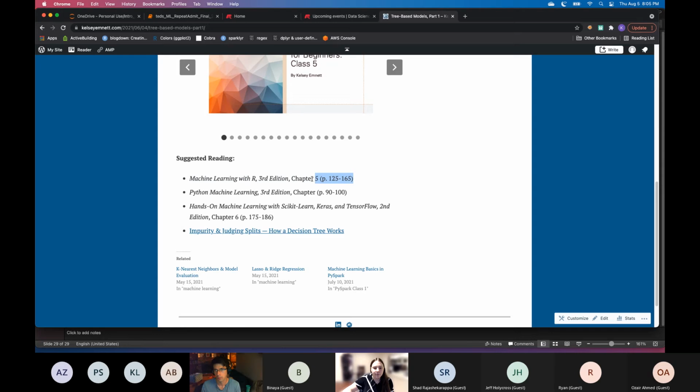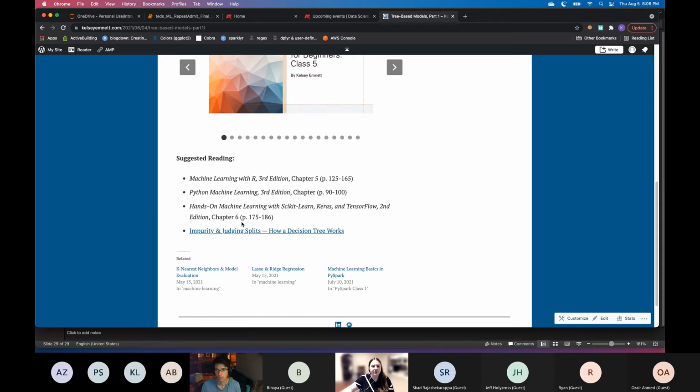Do not pay attention to the R code in this book because it's terrible. In general, do not pay attention to the code in this book. Python machine learning is a little bit harder, and I gave the chapter there. This is for decision trees. And then I also did, I have not actually read this one, but I've gotten good reviews on it. I've heard it's good. So I did that as a third one.